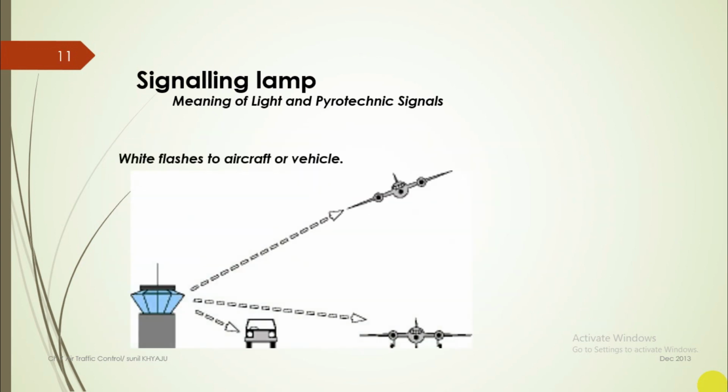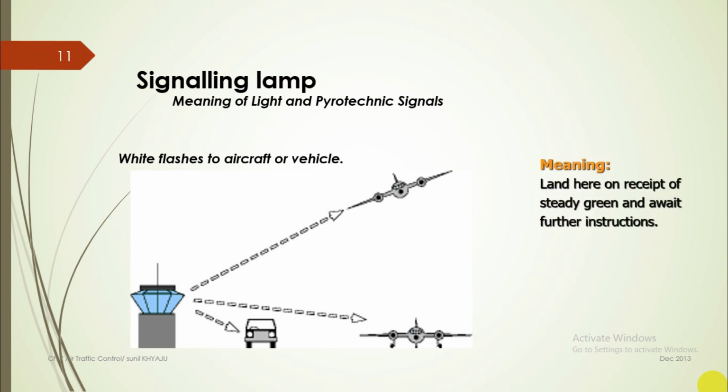If a control tower produces a white flashing light to the vehicle or aircraft, if the white flashing light is to the aircraft in air, it means that the aircraft can land here on receipt of steady green and wait for further instruction. The white flashing light to vehicles and aircraft on the ground means return to the starting point on the aerodrome.